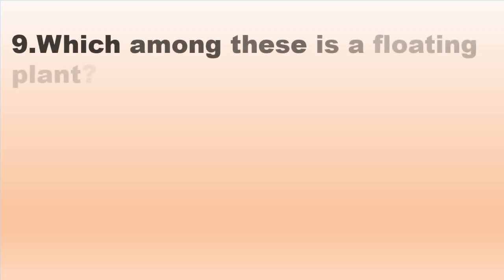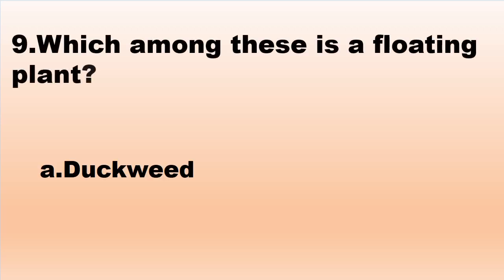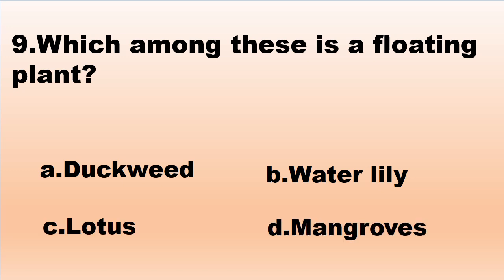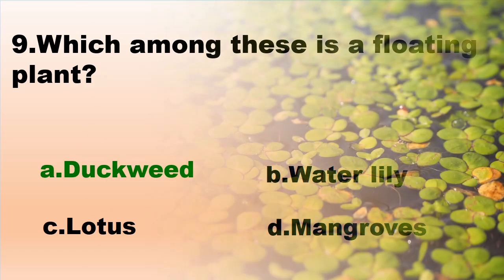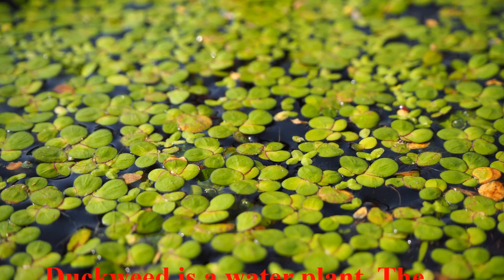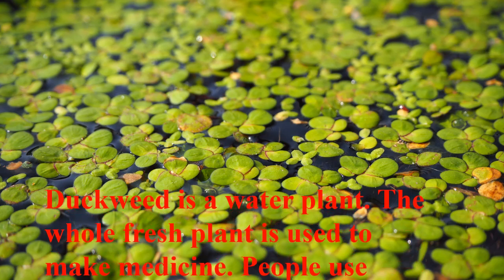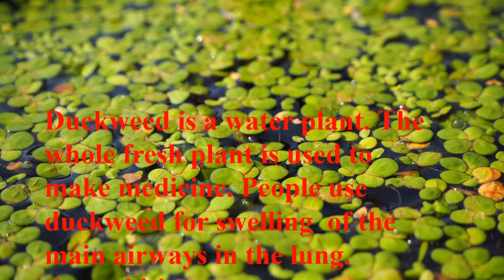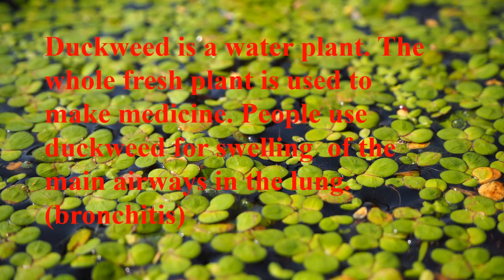Which among these is a floating plant? Duckweed, water lily, lotus, mangroves. Duckweed. Duckweed is a water plant. The whole fresh plant is used to make medicine. People use duckweed for swelling of the main airway in the lung.